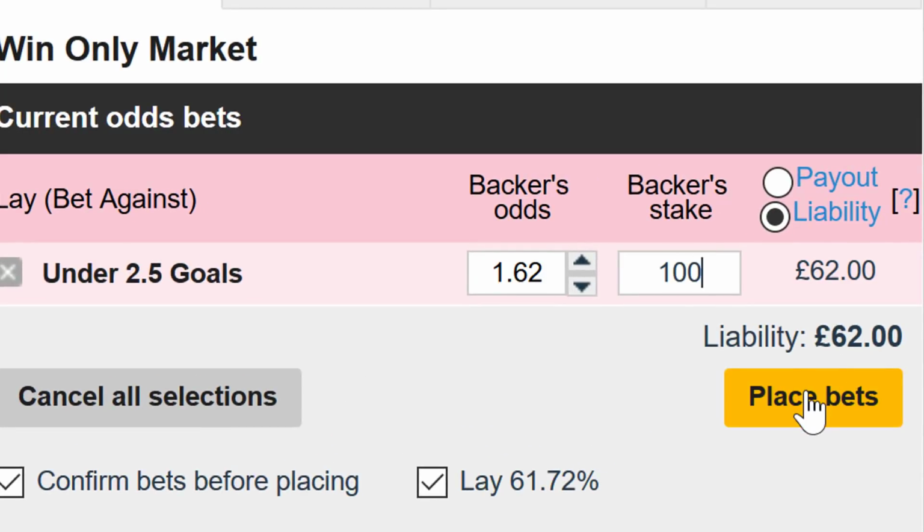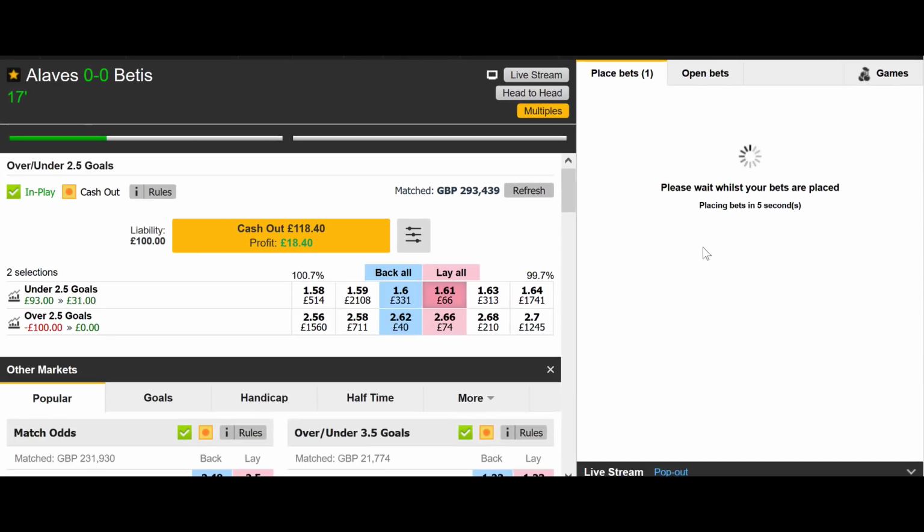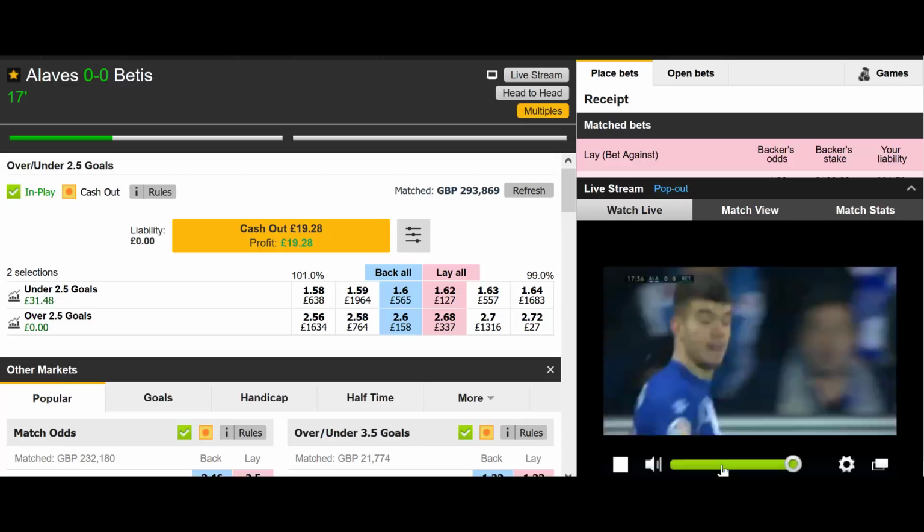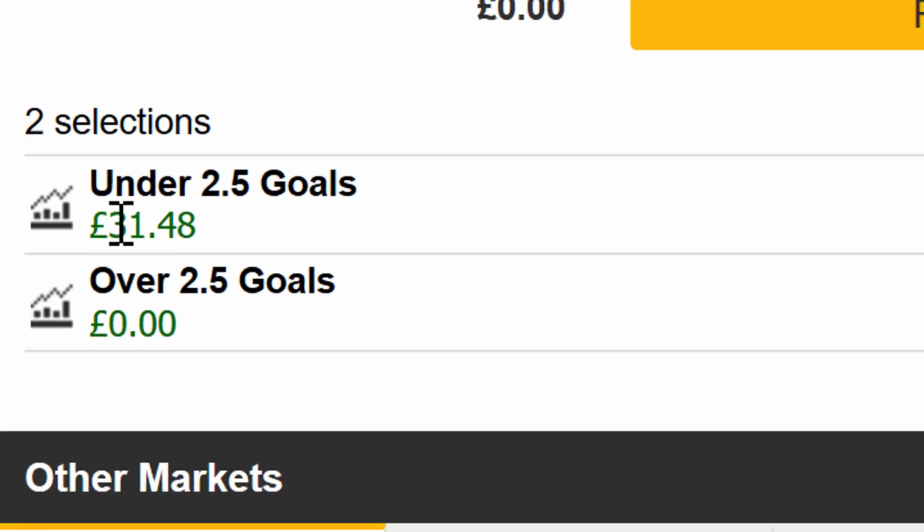We backed £100 at the start of the match, if you remember, at 1.93, and I'm going to lay here at 1.62. I just got matched. So as you can see, what that does now is that leaves us with potential £31 of free bet there. We don't have any risk on over 2.5 goals, and we could leave that.